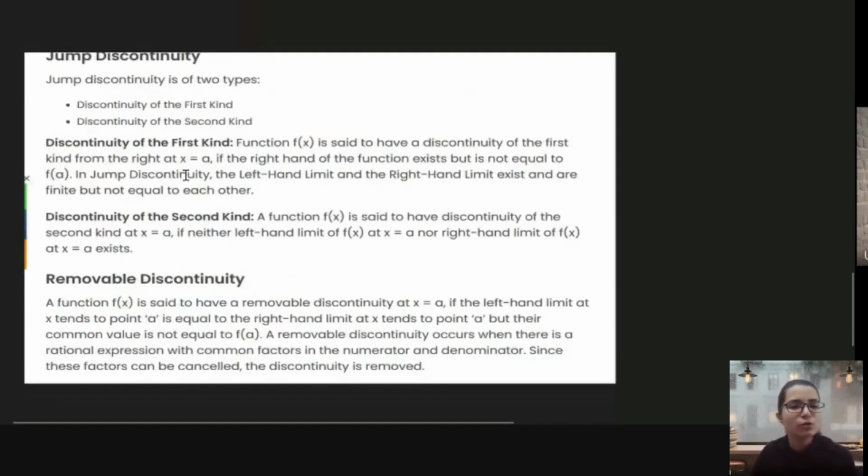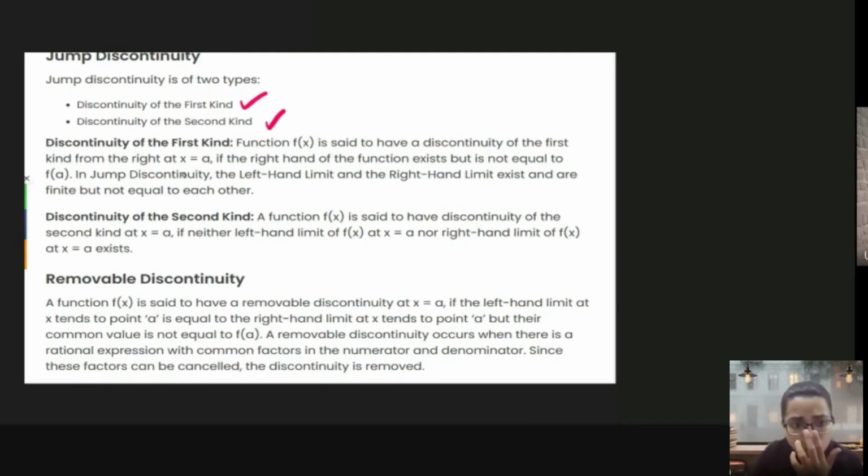So we all know about discontinuities, right? We knew about continuity, but what about discontinuity? Whenever we talk about a positive, we also have to talk about a negative. If you're talking about continuity, there has to be a concept related to discontinuity. So there is jump discontinuity, which is of two types: first kind and second kind. Hoping that you know these concepts already, I won't take much time here. The discontinuity of first kind says if the right hand limit of the function exists but is not equal to f of a.